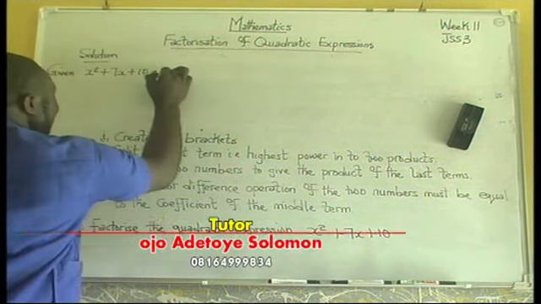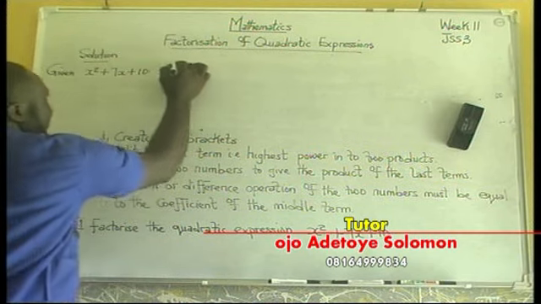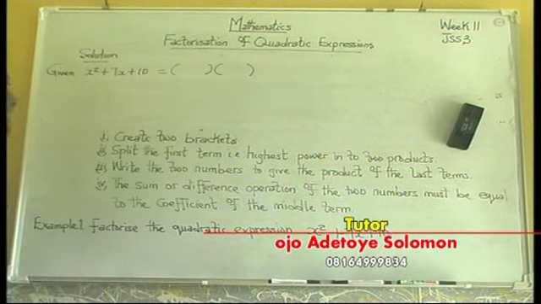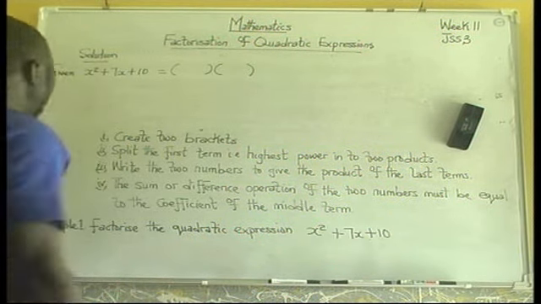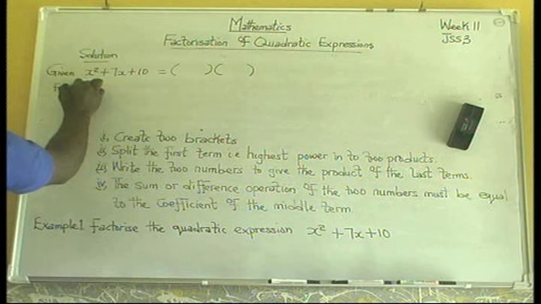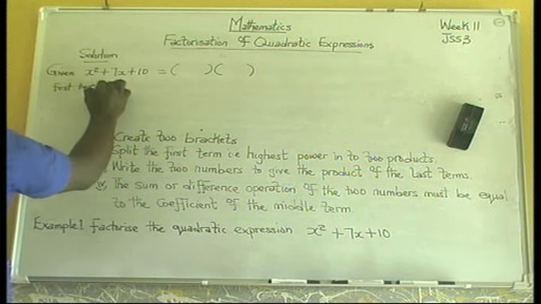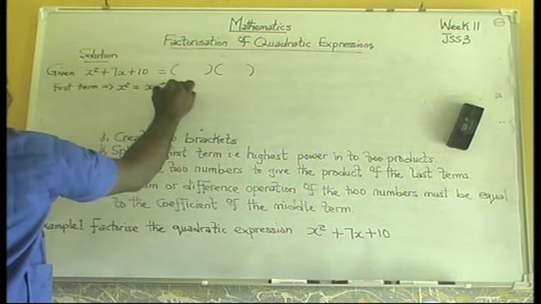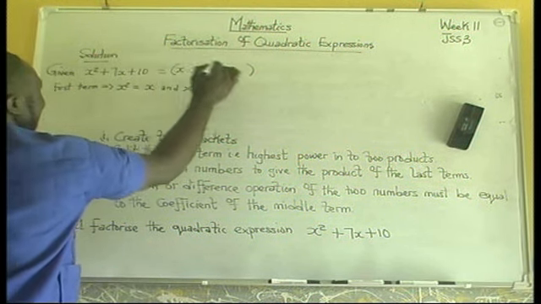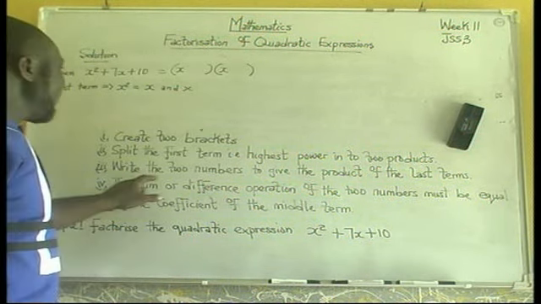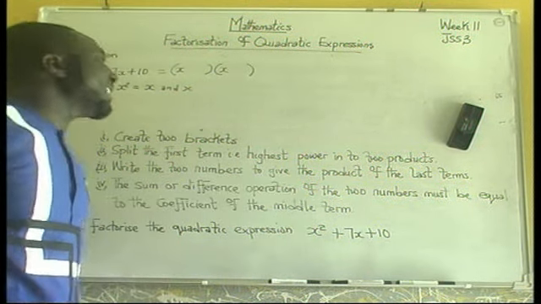Now the first thing you should do is to create 2 brackets like this. I've created it. Then split the first term. The first term is x squared, so splitting it is equal to x and x. Split it like that. Then write the 2 numbers that give the product of the last term.